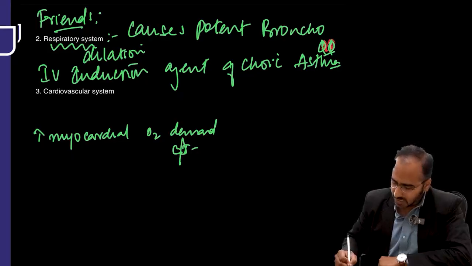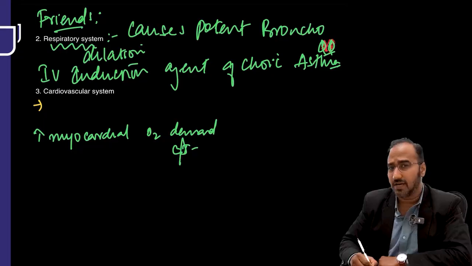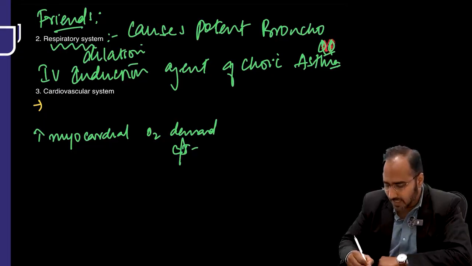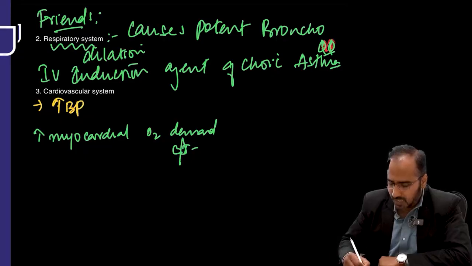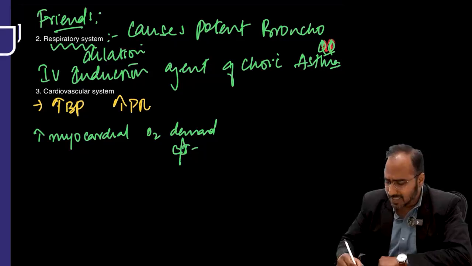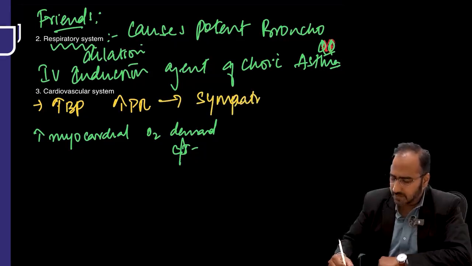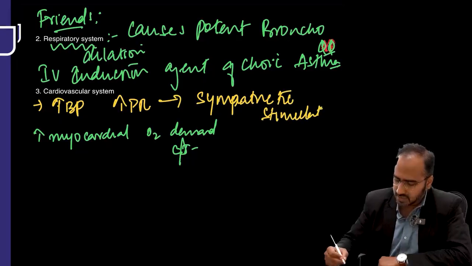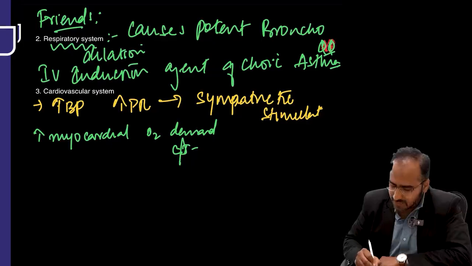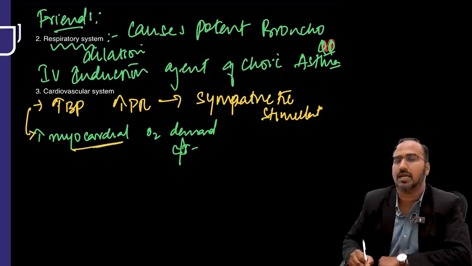Ketamine is regarded as IV induction agent of choice for bronchial asthma. Next, what does ketamine do to the cardiovascular system? Ketamine is a friend or enemy? Friend, sir. Friend means what will it do? It will increase the BP and it will increase the pulse rate. It basically increases the BP and pulse rate by sympathetic stimulation, right? As it is increasing the BP and pulse rate, it also increases the myocardial oxygen demand.